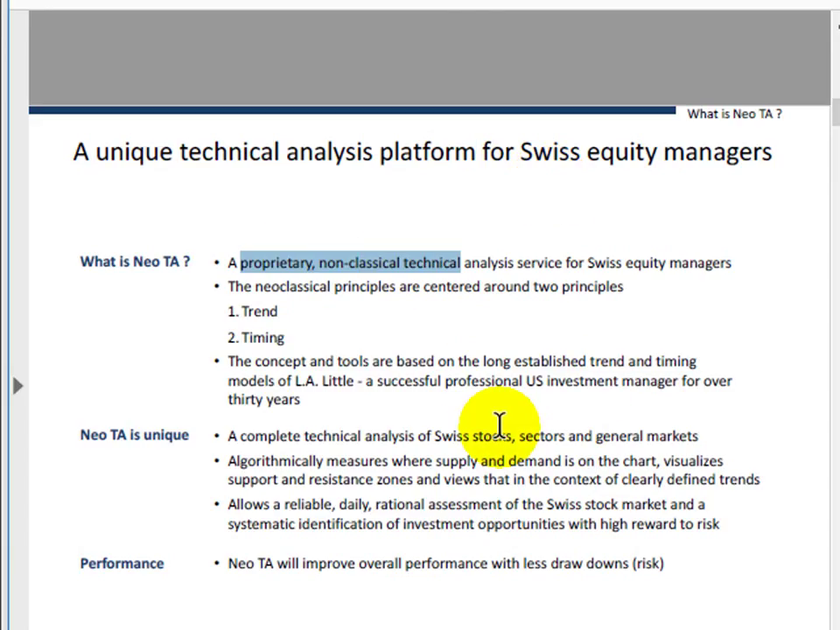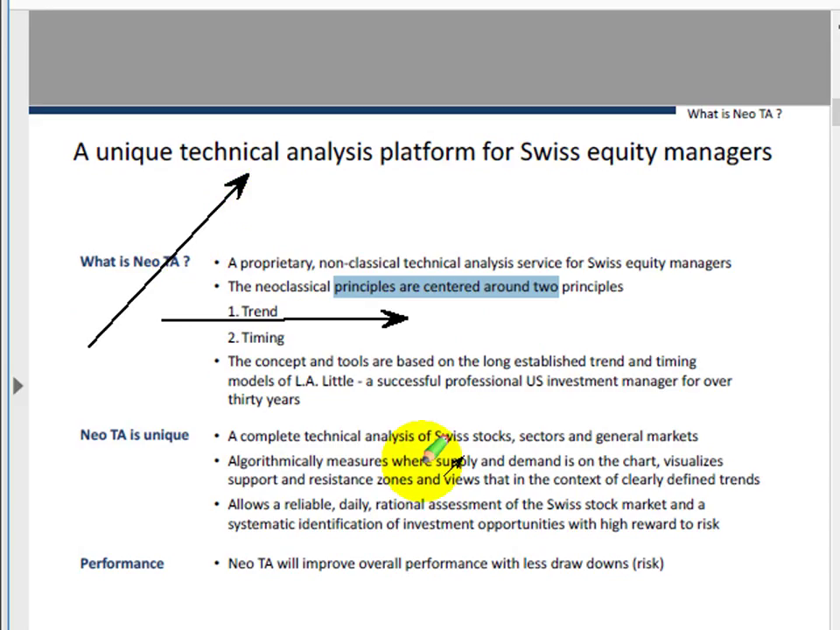It's a proprietary, non-classical model, right? It's not the old classical stuff that everybody talks about. It's based on supply and demand as you see it on the charts, and it really is centered around two principles. It's about trend, right? It's all about which direction the market is going. Is it going up? Is it going sideways? Is it going down? And then within those trends, using the concepts in the neoclassical model, it's about where to get on the train and where to get off that train. It's timing. And the timing is based on what the market tells you.